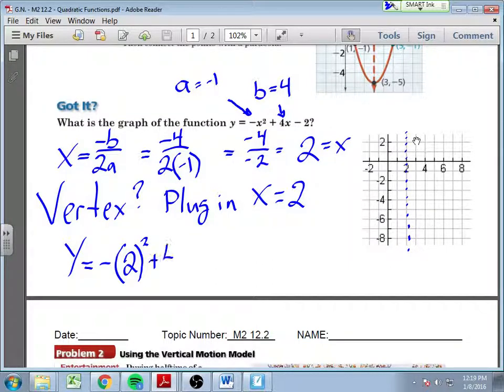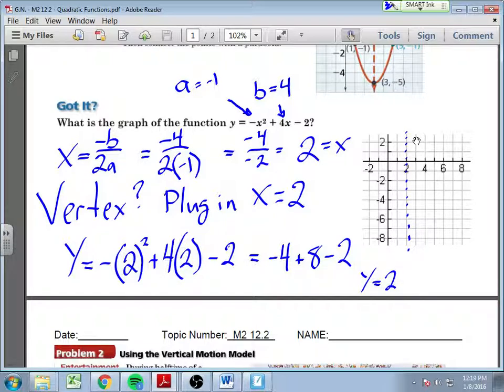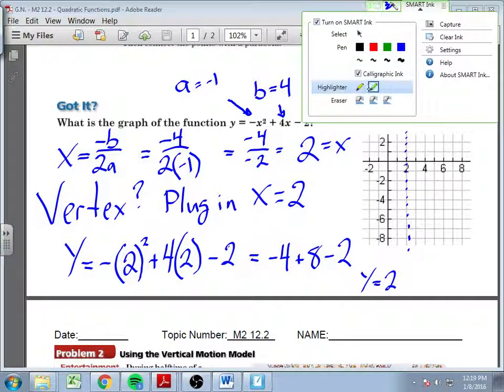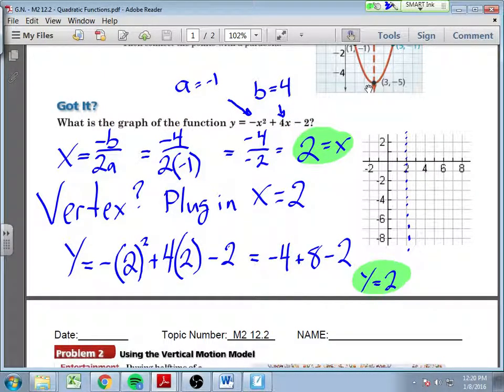Then plus 4 times your 2, and then -2. This becomes 2 squared is 4, so we get negative 4 plus 8 minus 2. Work your addition subtraction from left to right. Negative 4 plus 8 gives me positive 4 minus 2 gives me 2. So now my y equals 2. That tells me that if my x is 2 and my y is 2, then my vertex is at 2, 2.